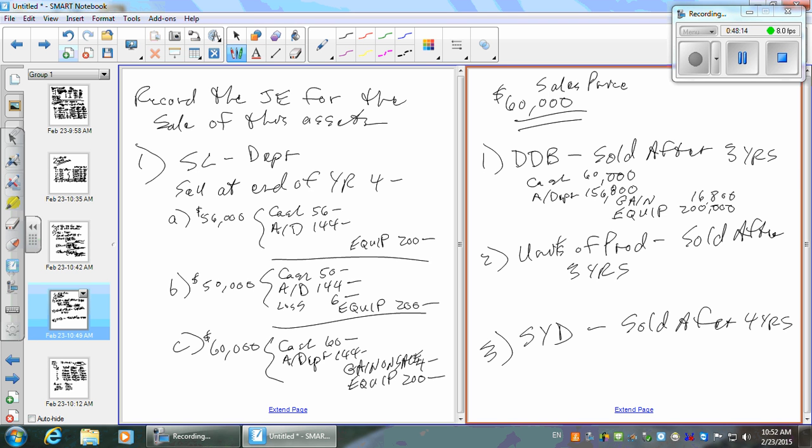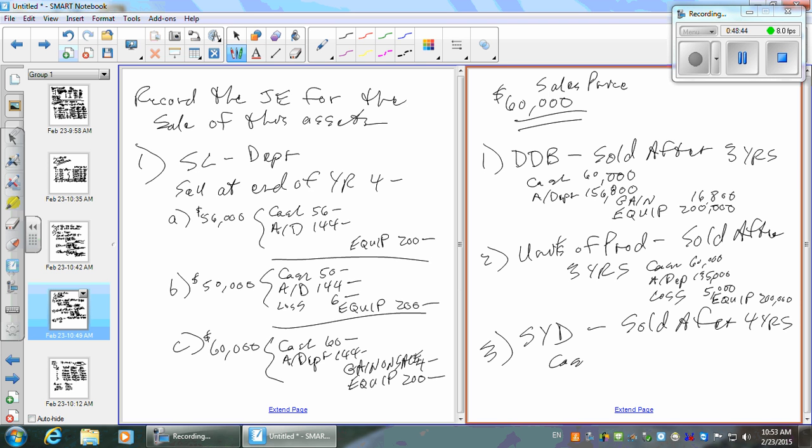How about this one? Debit cash 60, right? What was accumulated depreciation? 135. We're good, aren't we? Equipment. So the book value was how much? 65. You sold it for 60. What do you have, guys? Loss of 5.